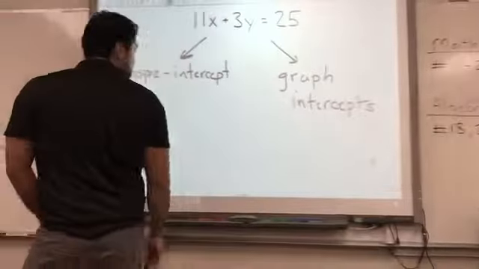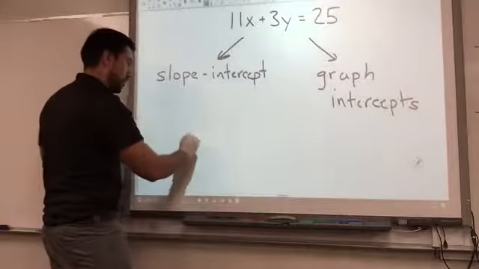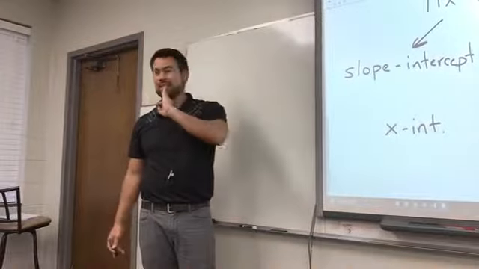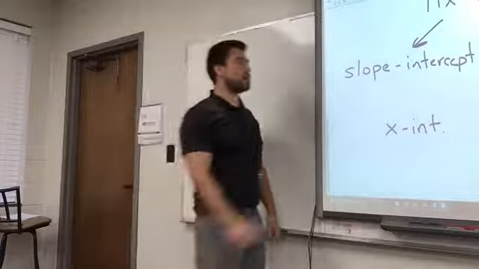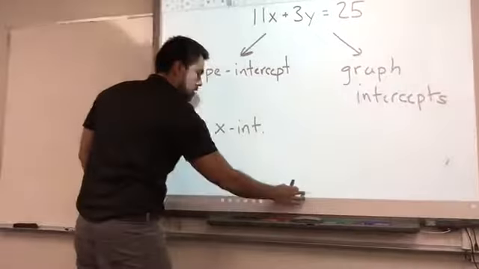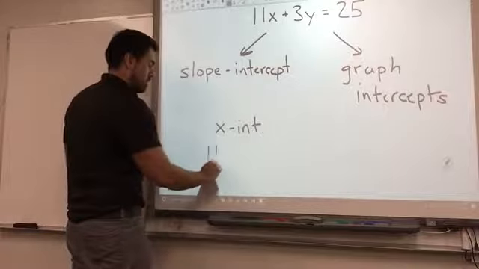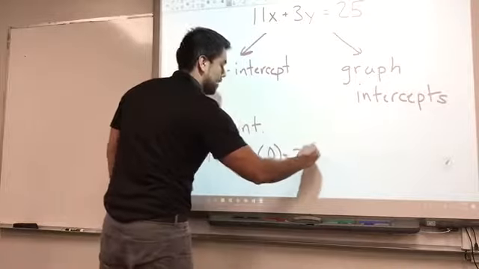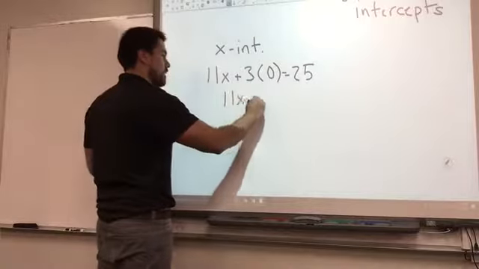Okay, I want to start off with the intercepts. Does anyone remember how to find the x-intercept? You have to make something 0. Does anyone remember what that was? Y. Make y equal 0. So on this equation right here, make y equal 0. Y equals 0. 11x plus 3 times 0 is equal to 25. So solve for x. All right, I get 11x equals 25.